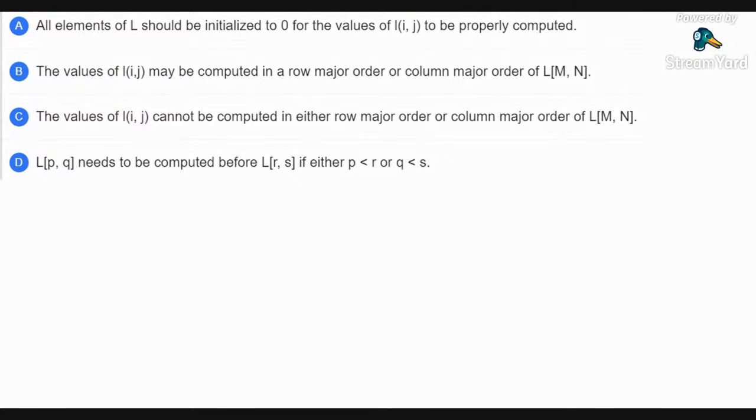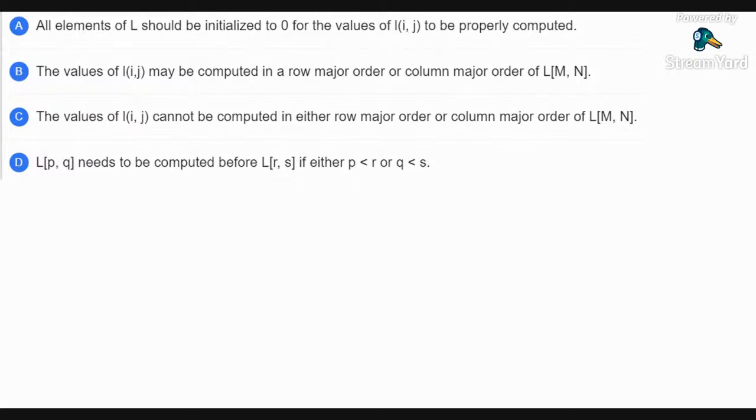So what is the first option? The first option is that all elements of L should be initialized to 0 for the value of L(i,j) to be properly computed. See, it should not be true, because only the first row and first column should be initialized to 0. The rest of the entries can be computed properly without initializing them to 0.